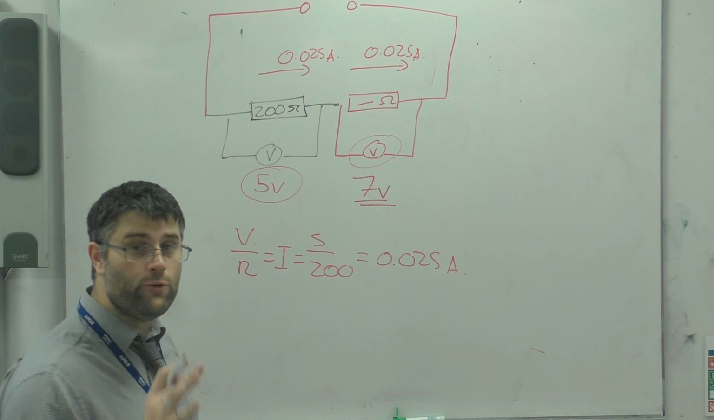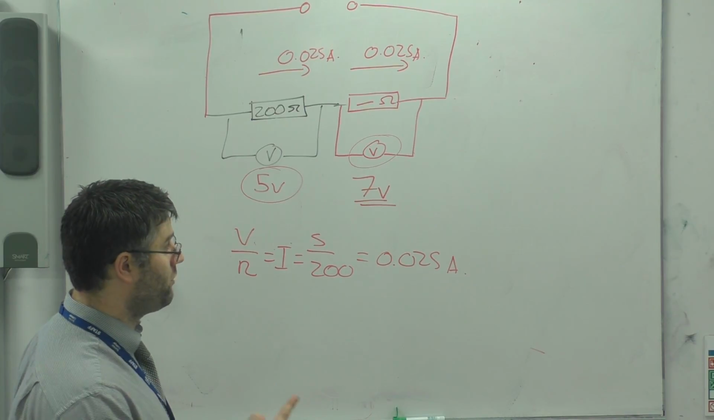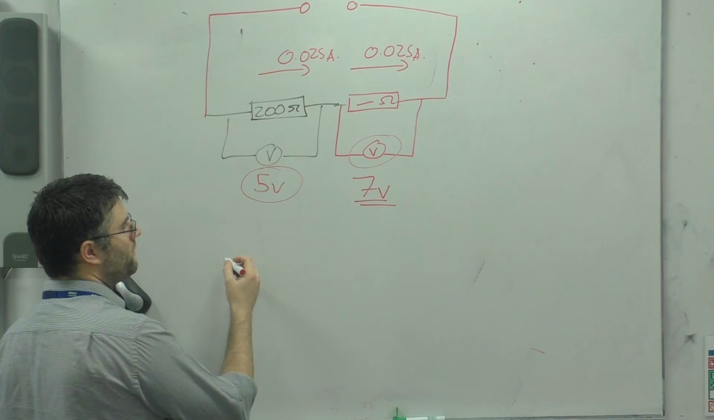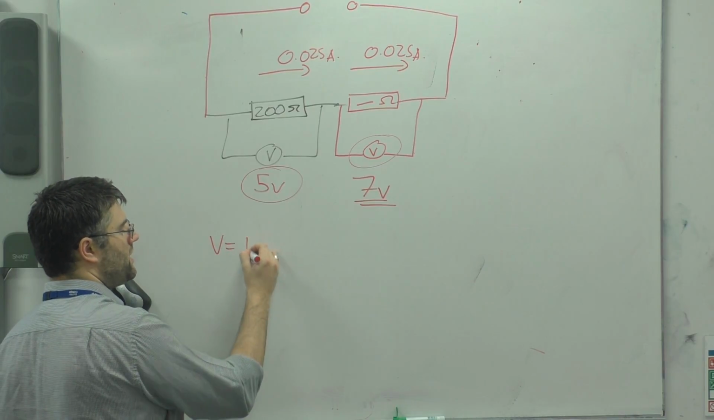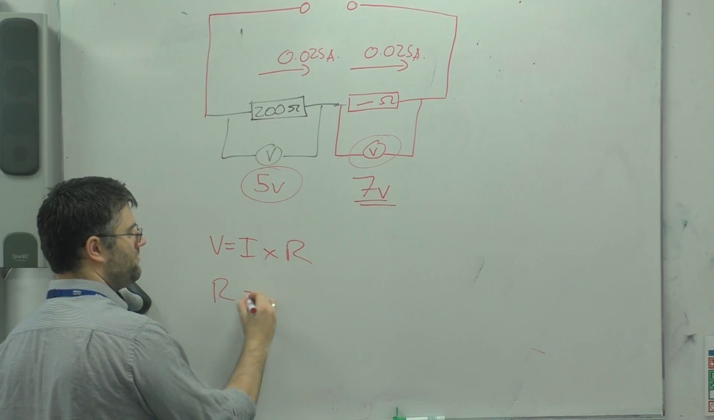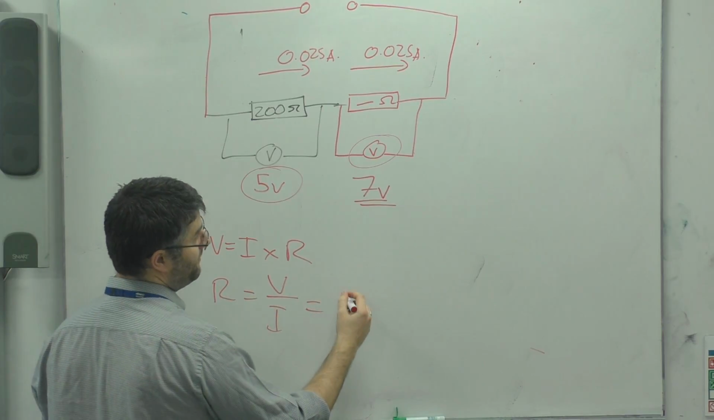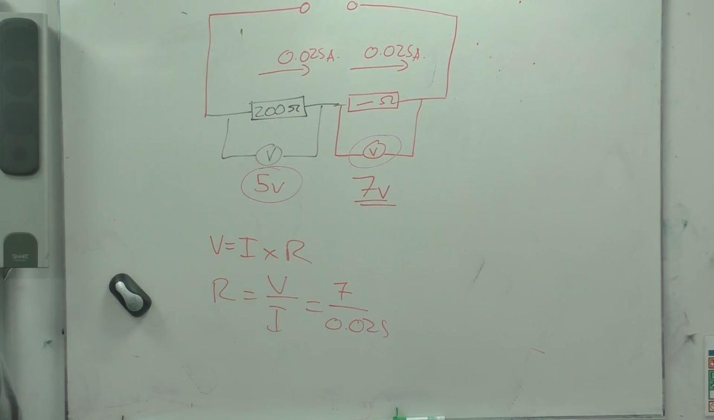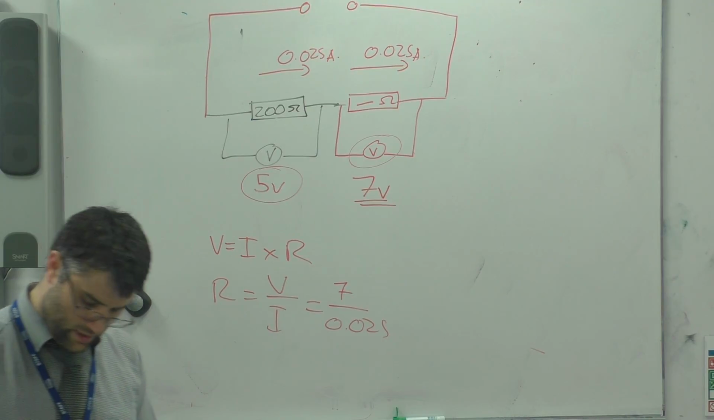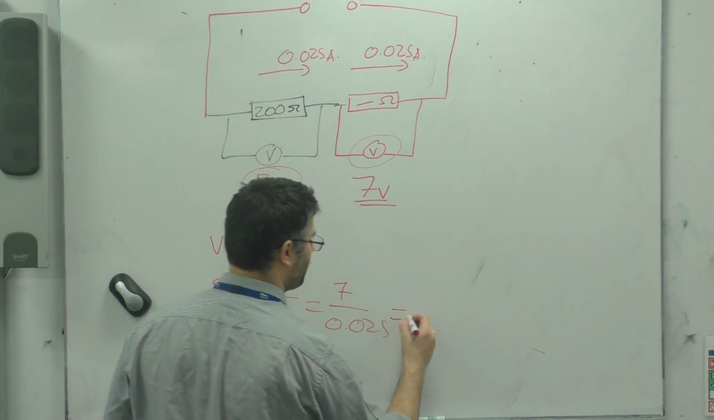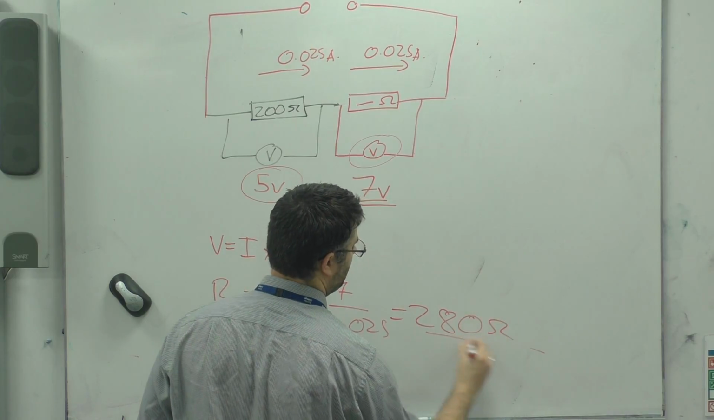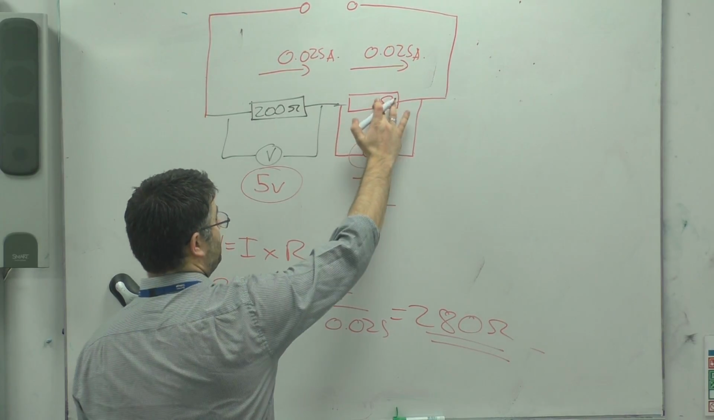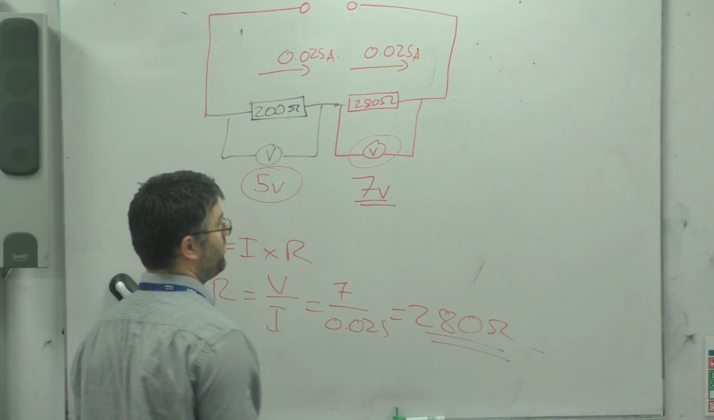And now we've got 2 pieces of information about this resistor. We know the current and we know the voltage. So if V is equal to I times R, then R is equal to V over I. So that means we can do 7 volts divided by 0.025, which is 280 ohms. So we've worked out that that is 280 ohms.